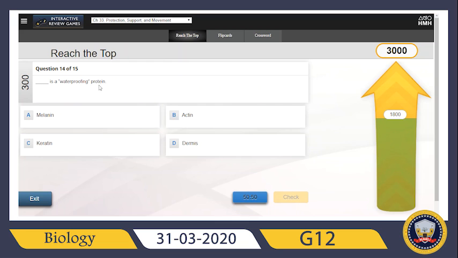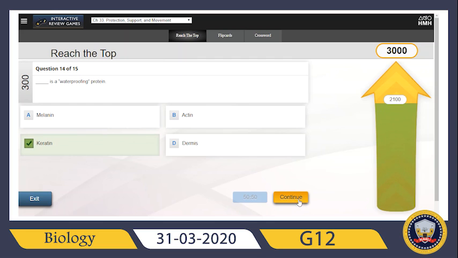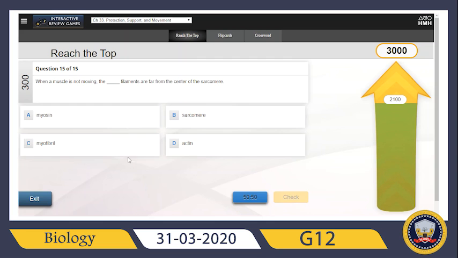Blank is waterproofing protein. Melanin, actin, keratin, dermis. Keratin. Correct. The last one. When a muscle is not moving, the blank filaments are far from center of sarcomere.